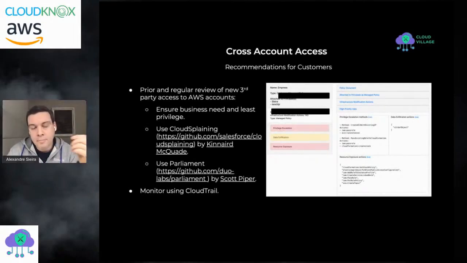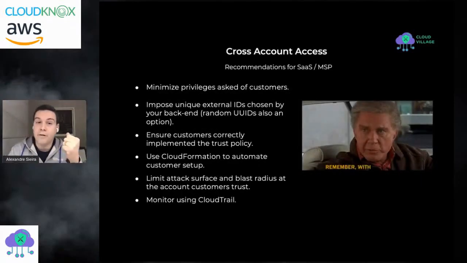And Parliament by Scott Piper can also help you do some QA of policies to make sure required things are not missing, like you're accidentally using something that's not working well, you forgot an external ID, things like that, and monitor using CloudTrail. If you're a vendor, right, you have the brunt of the work. You have the biggest responsibility here, right? And you have the biggest liability probably because you have the sum liability of all your customers.